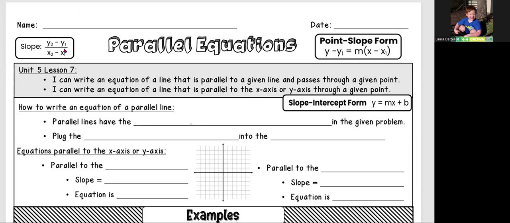I mean, your slope. Most of your stuff you're going to be using point slope, but sometimes you're going to have to use slope intercept. Let's go ahead and fill out these notes real fast.